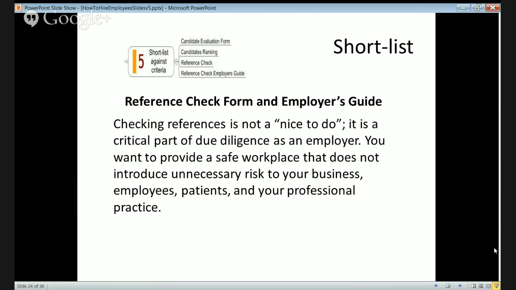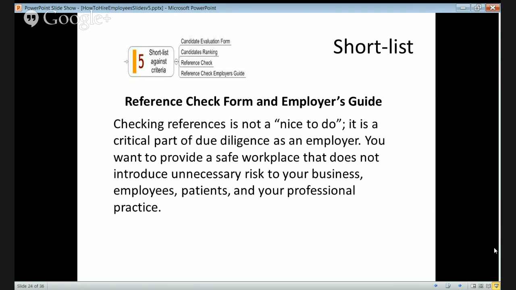And I want to remind you that doing a reference check is not a nice to do thing. You must do a reference check. It's a critical part of due diligence as an employer. You want to make sure that you're hiring the person that you thought you interviewed. You want to make sure that you're protecting your business, your patients, and the other employees. So make sure that you do the right reference checks.